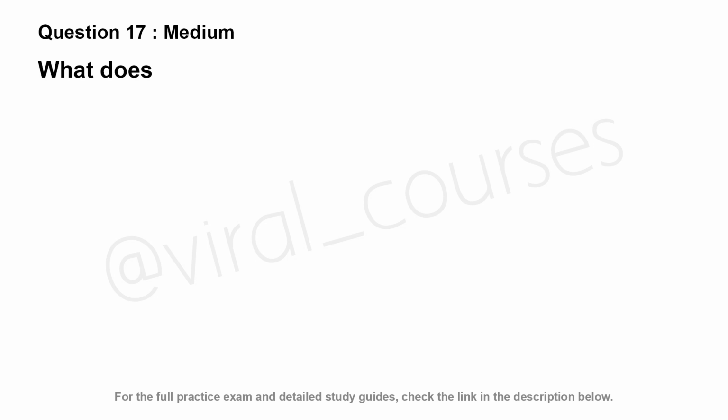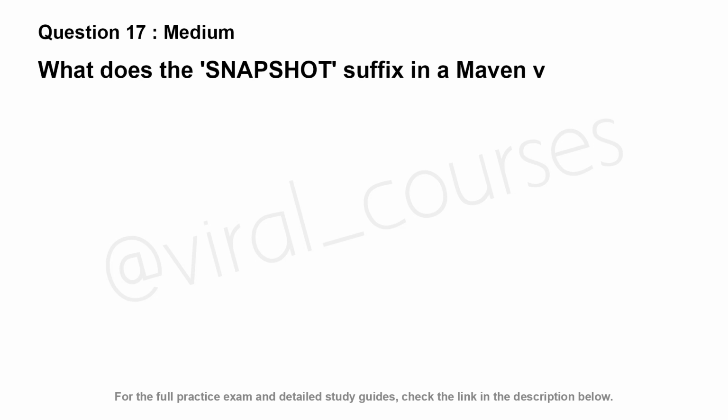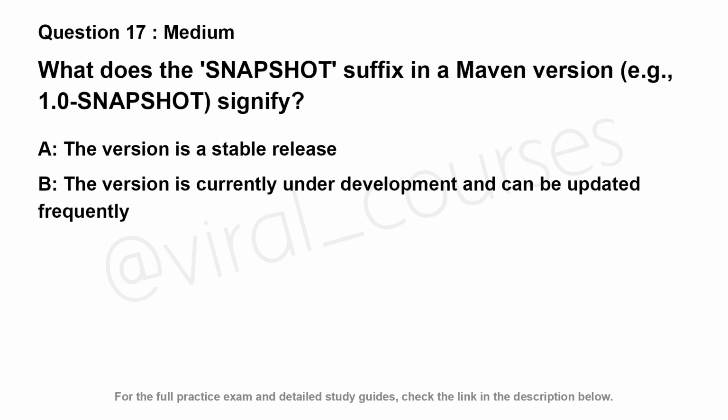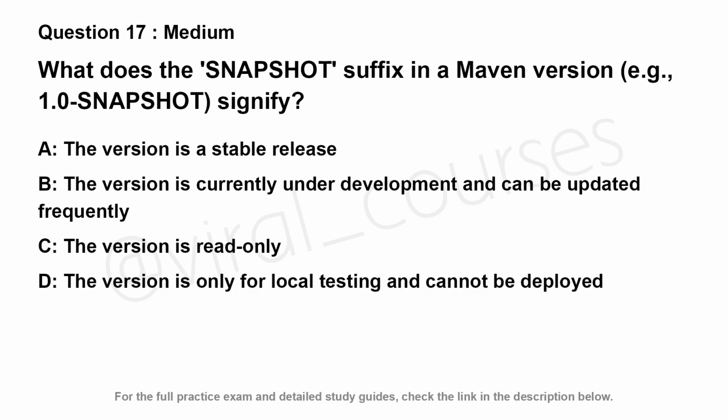What does the SNAPSHOT suffix in a Maven version, e.g., 1.0-SNAPSHOT, signify? Option A. The version is a stable release. Option B. The version is currently under development and can be updated frequently. Option C. The version is read-only. Option D. The version is only for local testing and cannot be deployed.